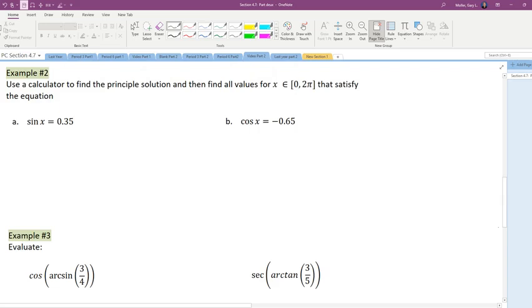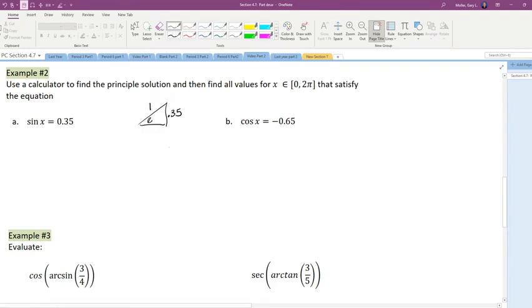All right, so now let's look at these questions very carefully. It says use a calculator to find the principal solution and then use that answer to find all the answers between 0 and 2 pi. Okay, so what is this talking about? This is saying that we've got some angle sine, right? So some angle sine that is 0.35. So that means I've got some triangle where here's the angle. This is 0.35. This would be 1.